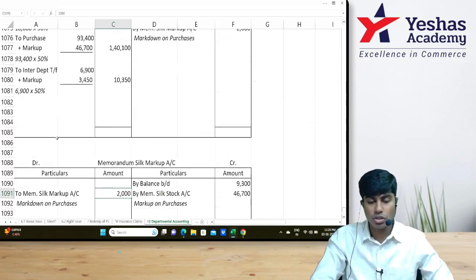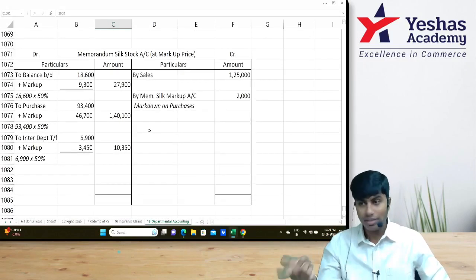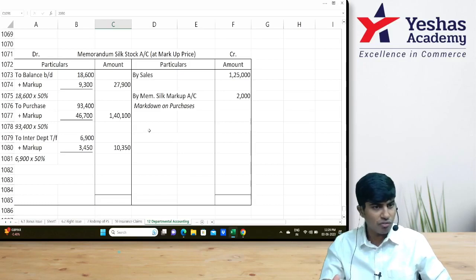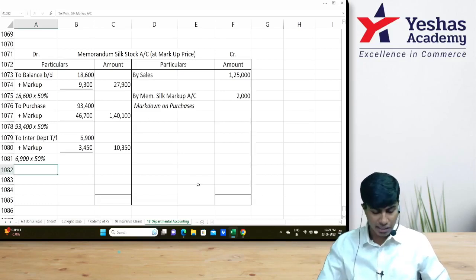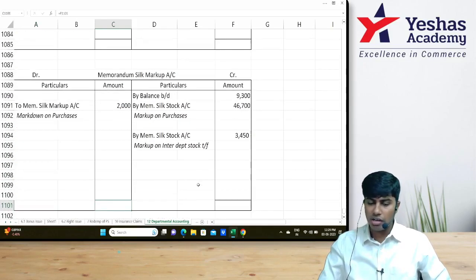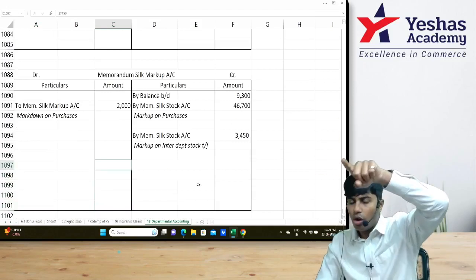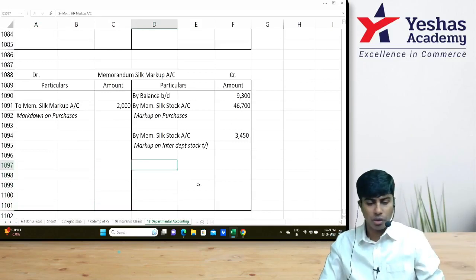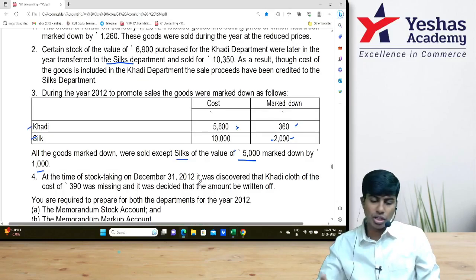Come back here. Closing stock in our memorandum silk stock account will appear on the credit. We don't know how much. That is what we'll find as balancing figure. On that, markdown will happen on the debit side. How much is the markdown here on closing stock? 1,000. This I would do in my memorandum markup account also. Because closing stock is on the credit in stock account, on that markup will come in debit side in markup account. So on the credit side I'll write memorandum markup, markdown on closing stock 1,000 rupees. Done. Question is over. Abnormal loss of 390 is there only for khadi.